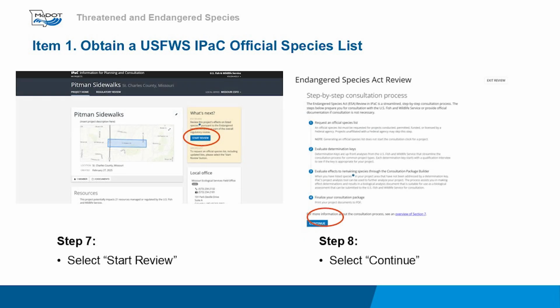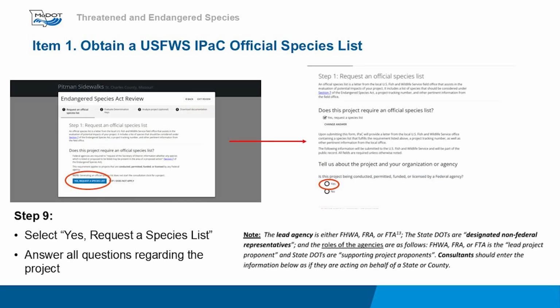After clicking Save on the previous screen, the screen above will appear. This is your project-specific page. Select Start Review at the right of the screen to begin the process of requesting an official species list. Next, review the step-by-step consultation process, then click Continue. Next, select Yes, request a species list, then answer the questions regarding the project that follow.